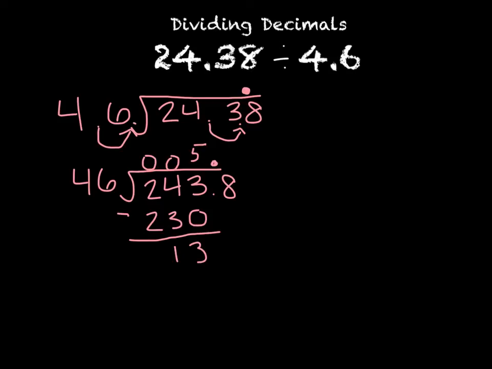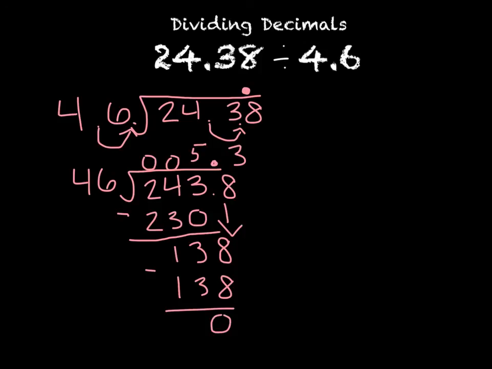And now we're looking at, does 46 go into 13? No, it doesn't. So now we're going to bring down our 8. And we're going to ask ourselves, does 46 go into 138? Yes, it does. It goes in 3 times. So 46 times 3 actually gives me a perfect 138. I subtract those and I get my remainder of 0.